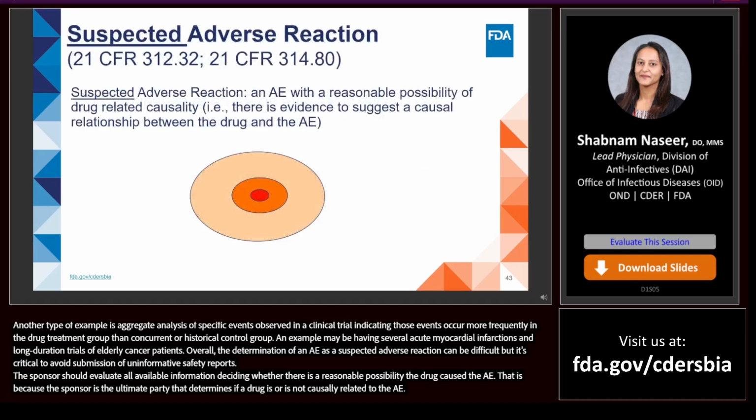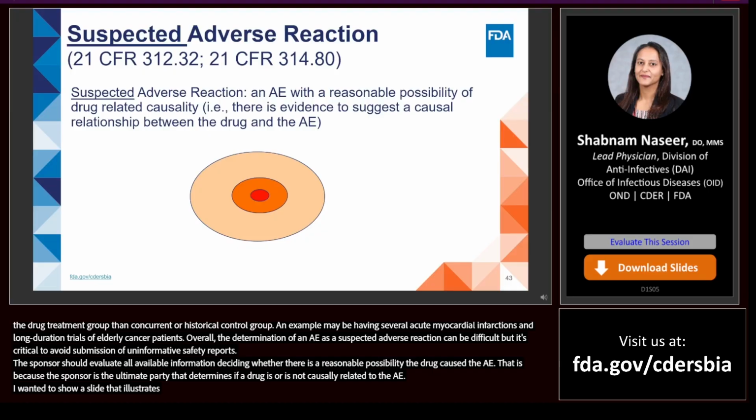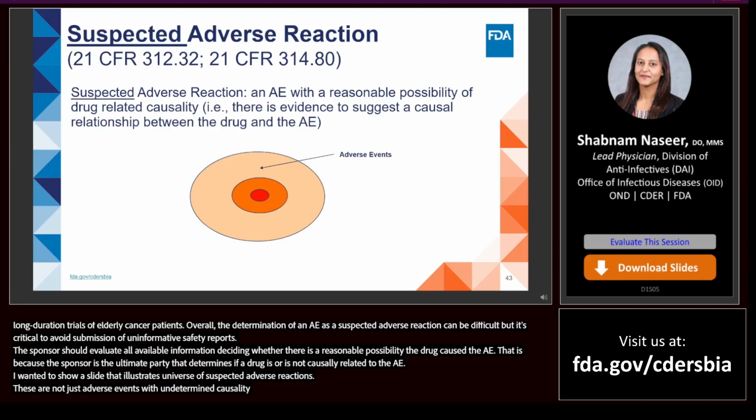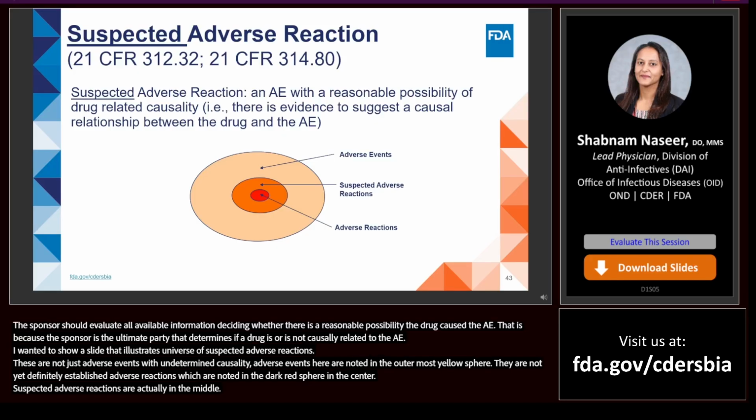Here I wanted to show a slide that illustrates the universe of suspected adverse reactions. So these are actually not just adverse events with undetermined causality, and adverse events here are noted in the outermost yellow sphere, but they're not yet definitely established adverse reactions, which are noted in the dark red sphere in the center. So suspected adverse reactions are actually in the middle. Adverse reactions are a subset of all suspected adverse reactions where there's a reason to conclude that the drug caused the event.